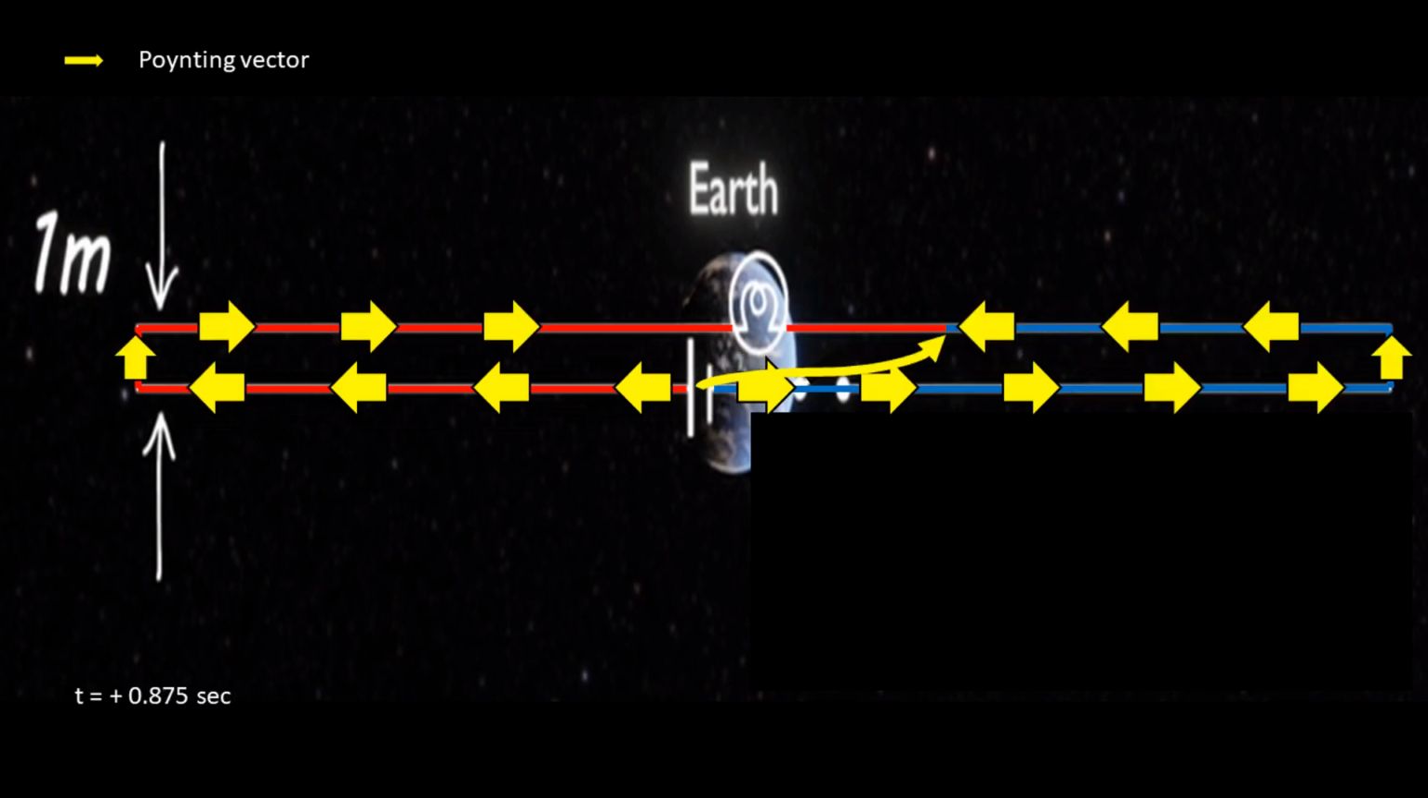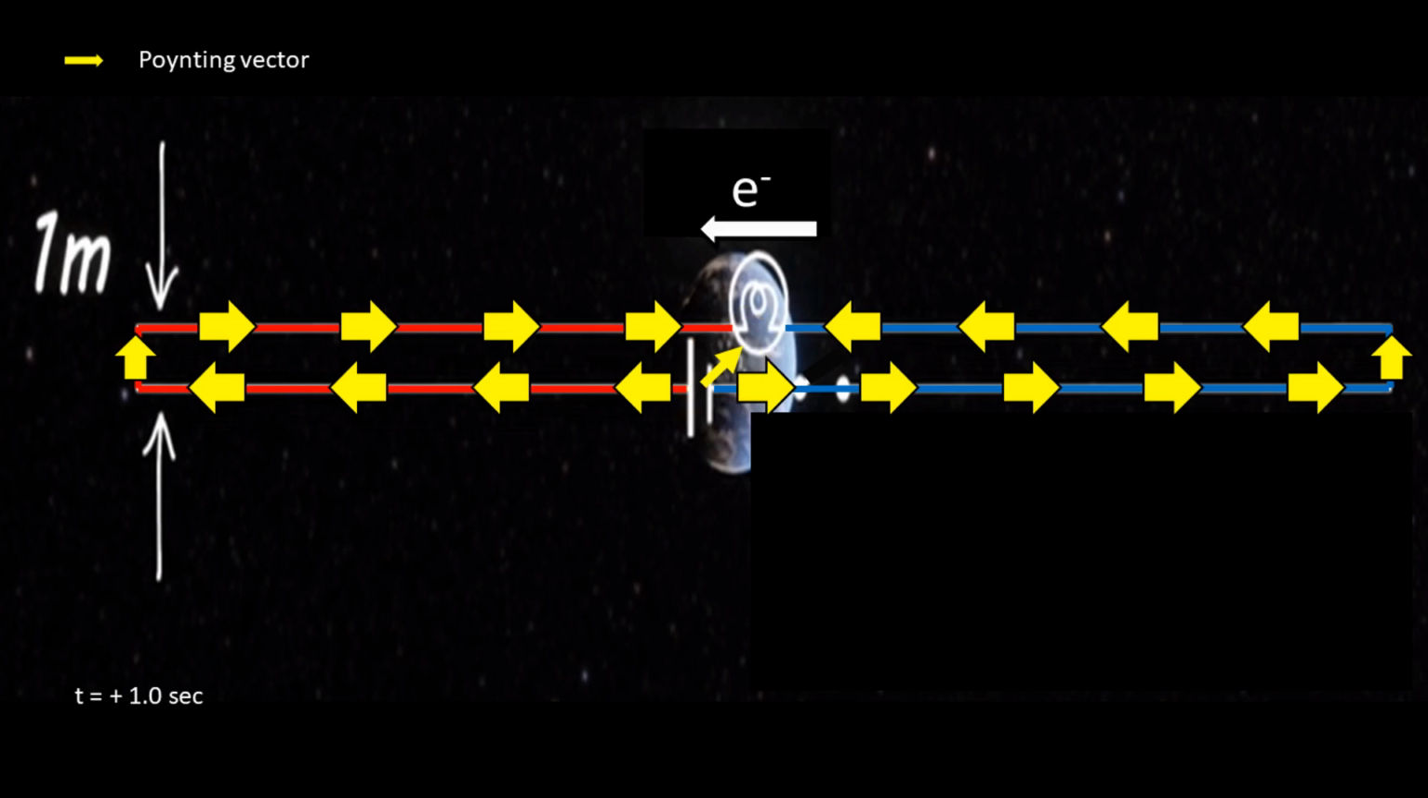1 second after the switch was flipped, the two wavefronts finally meet at the light bulb. It is only at this moment that the Poynting vector points at the light, indicating that electrons are moving across the filament and depositing energy, causing the light to turn on. The big lesson here is that the Poynting vector at the light bulb is proportional to the electric and magnetic fields at the light bulb.